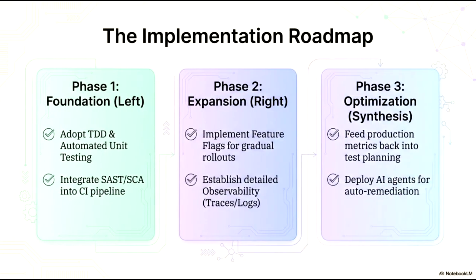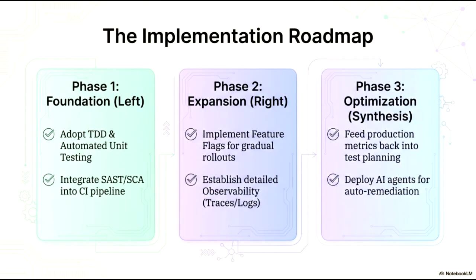Our implementation roadmap is structured into 3 strategic phases to ensure a robust and scalable deployment process. We begin with Phase 1, the foundation, which focuses on shifting left. During this phase, we adopt test-driven development and automated unit testing to build quality into the code from day one. Simultaneously, we integrate SAST and SCA into our CI pipeline to secure our software and manage third-party risks early in the development lifecycle.